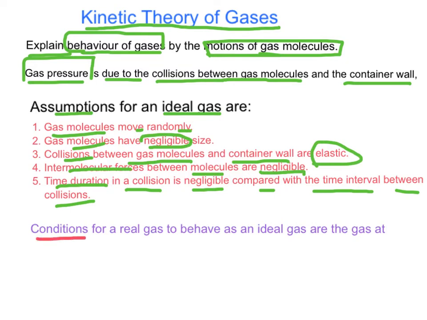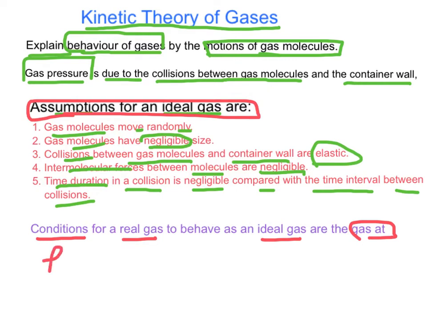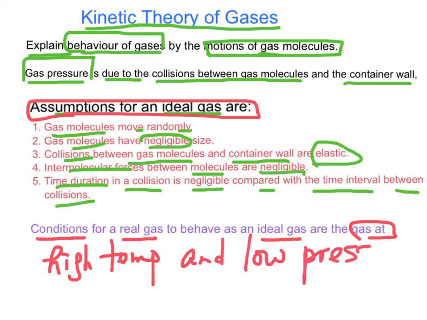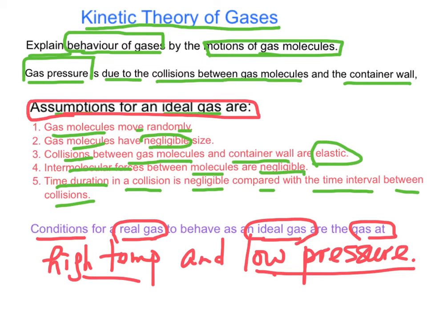Under what conditions can a real gas be considered as an ideal gas? The assumptions for an ideal gas can hold if the gas is at high temperature and low pressure. These two conditions must both be true so that real gas can be considered as an ideal gas. So you must remember these two conditions.